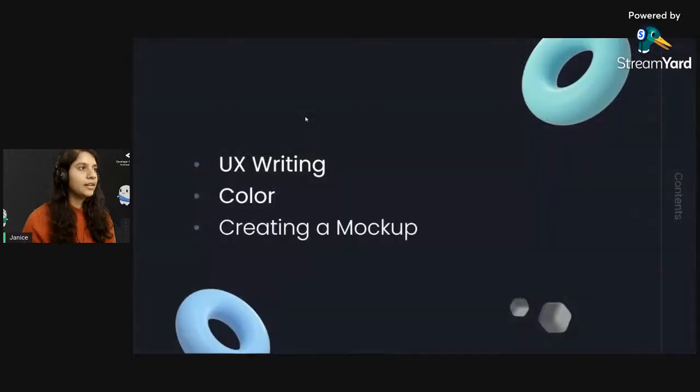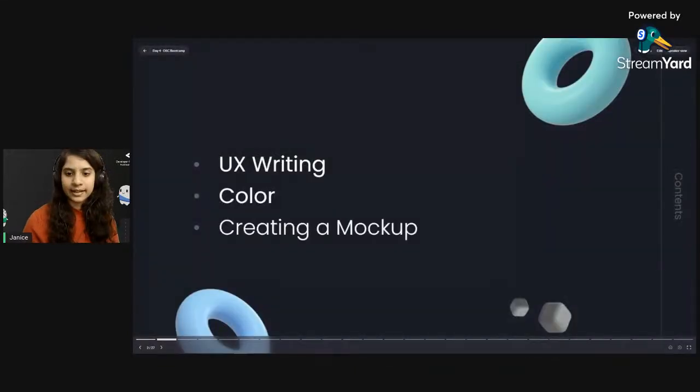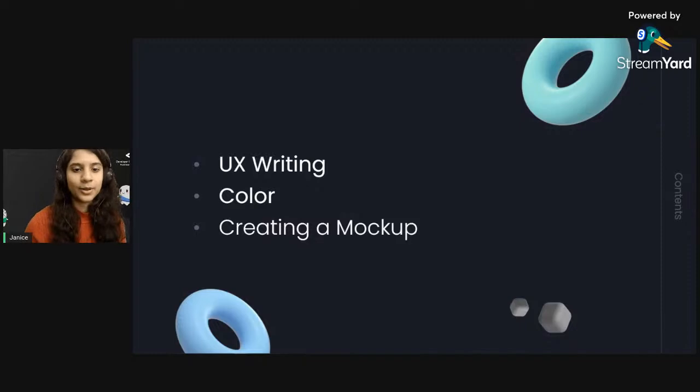A little bit of an overview for this session. Like I said before, we'll be looking at UX writing, and then we'll start with a little bit of color theory. You can start adding color to your mockup, and then Isaac will be demonstrating how to do a mockup live in this session. Okay, so we'll start with UX writing.